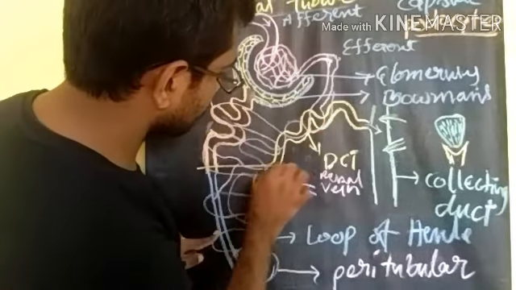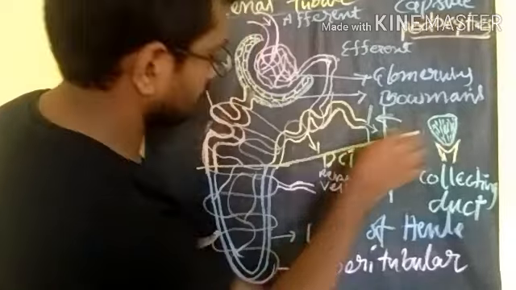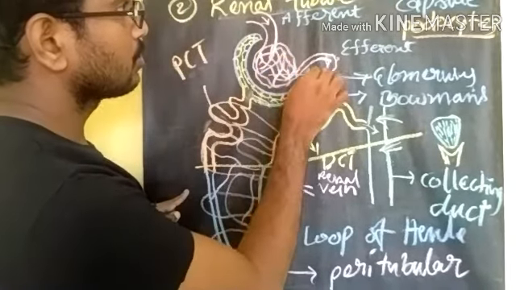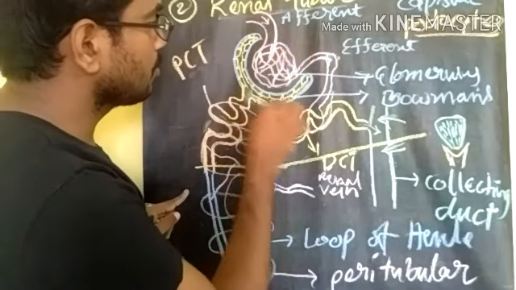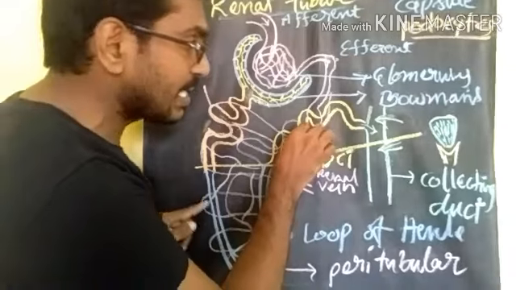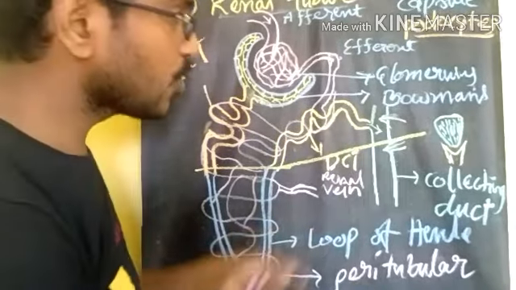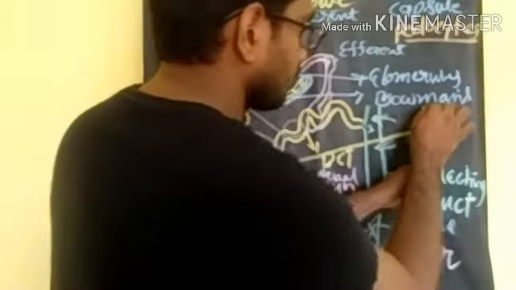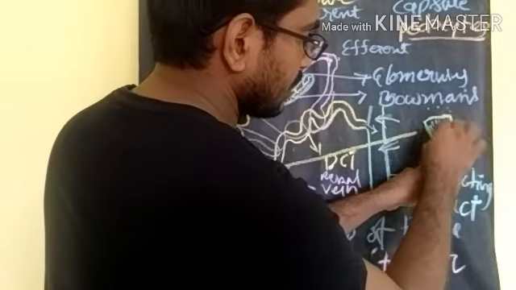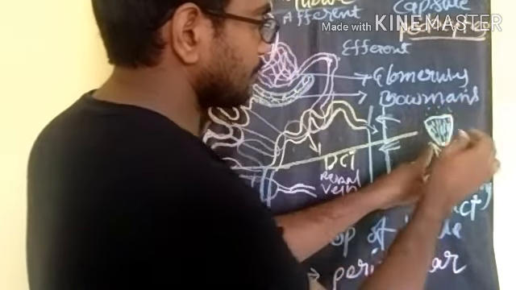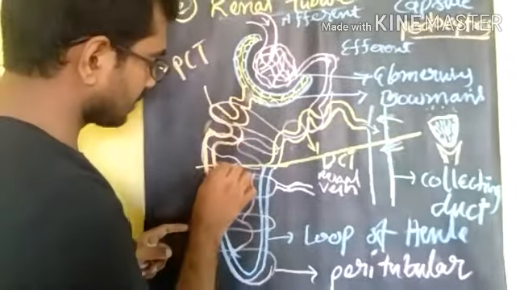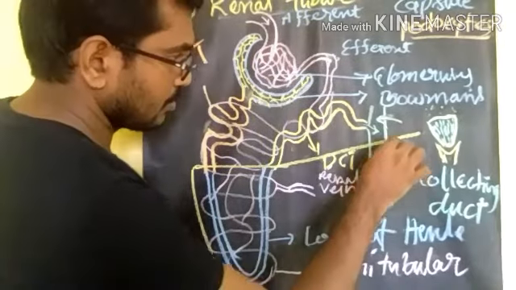These are the main parts. What are they? Bowman's capsule and glomerulus together we call the Malpighian body, then the proximal convoluted tubule and the distal convoluted tubule. They are located in this region. If we consider this as one renal pyramid, above this the cortex is present. So these are present in the cortex region.